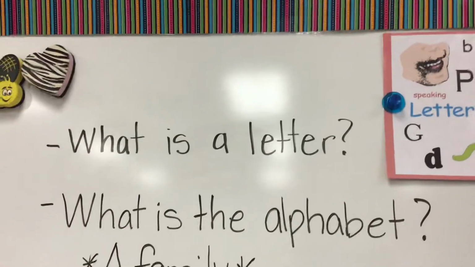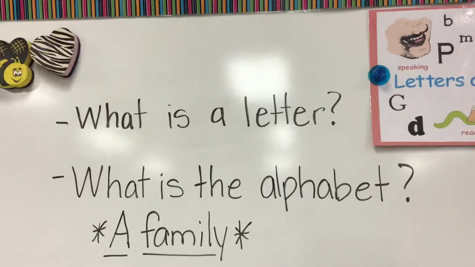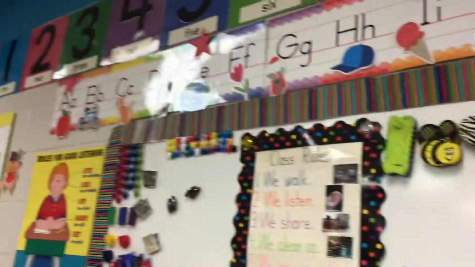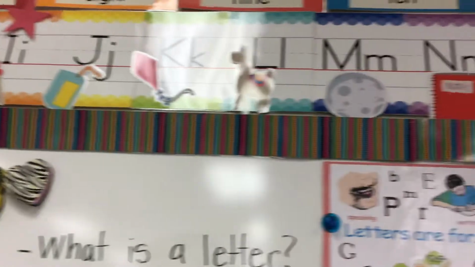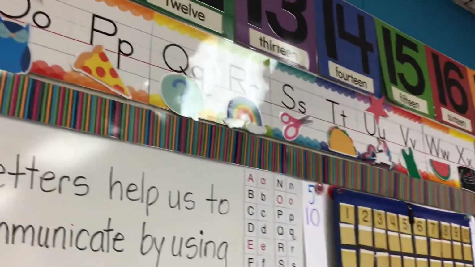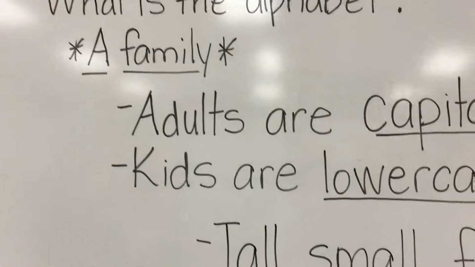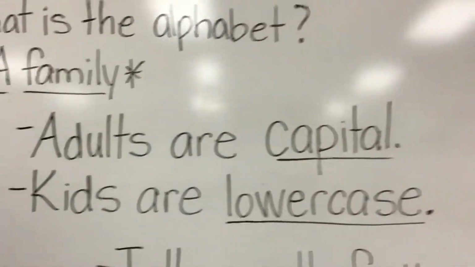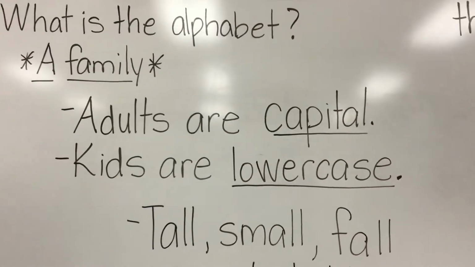And then we're going to move on through the week to some other concepts, like what is the alphabet? Well, in here we learn about the alphabet as a family. All of these letters up here, all 26 of them, are part of one big, huge family. So inside of a family, just like your family that you live with, there are adults and children. And so the adults we call capitals, and the kids we call lowercase.